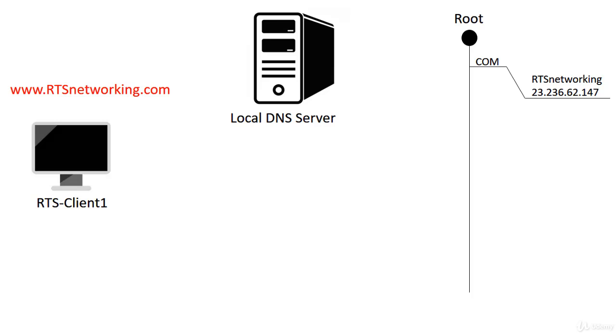In this lesson, we're going to take a look at what happens when my user tries to browse the website www.rtsnetworking.com. From my user's computer, RTS Client 1, the first thing the computer does is check its local client cache. That client cache contains name to IP resolution for any websites or any servers that you have recently connected to.